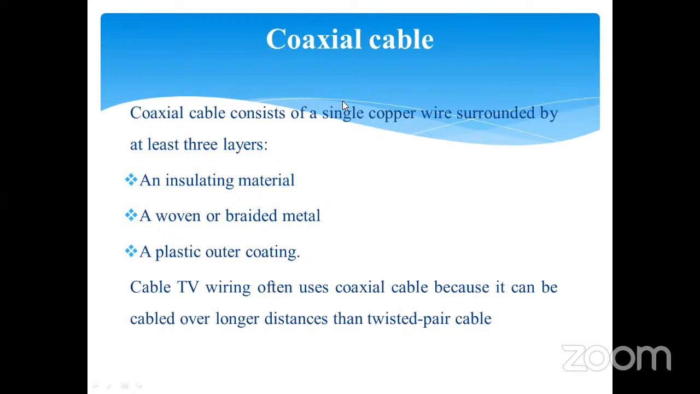So cable TV wiring often uses coaxial cables because they can be cabled over longer distances than twisted pair cable. When we looked at twisted pair cable, we said that it is not normally used for longer distances. When you compare the two, coaxial can actually be used for longer distances compared to twisted, and that's why coaxial cables are often used in TV wiring. TV wiring basically uses coaxial cables. You may need to know where coaxial cables are used.